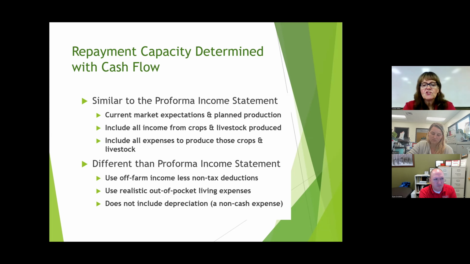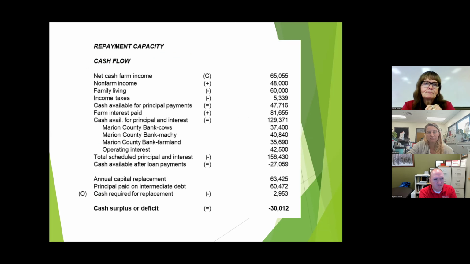So those are the changes that I make when I'm doing a cash flow statement versus what you have in the income statement. If you look at the third page, halfway down on that FinPac cash flow, you'll see the repayment capacity, the cash flow that's actually calculated in. And what FinPac does, it looks at the net cash farm income. Again, it says depreciation is a non-cash expense. We don't care about that.